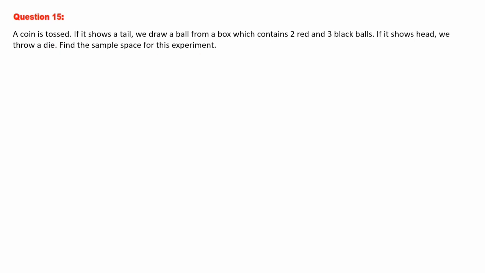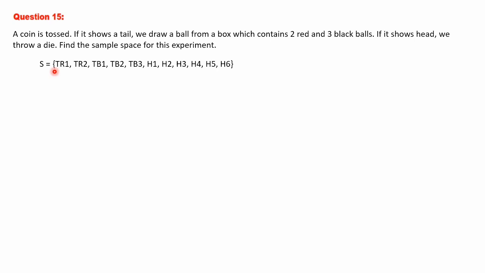Let's go through the question again and decide what we have to do. First of all, you are tossing a coin, you will get a head or tail, and if you are getting a tail, then you will take a ball from the box, or if it shows head, you will throw the die. Find the sample space.